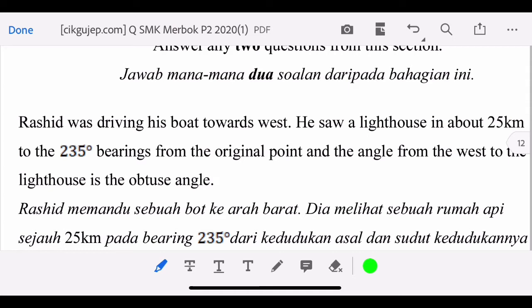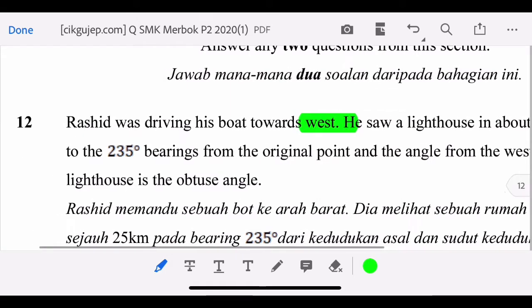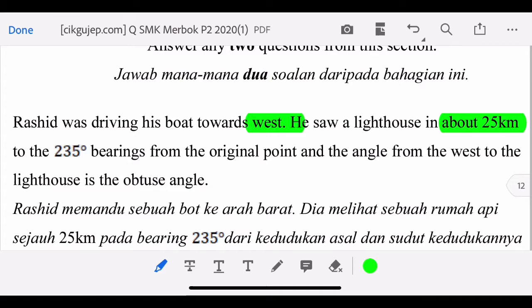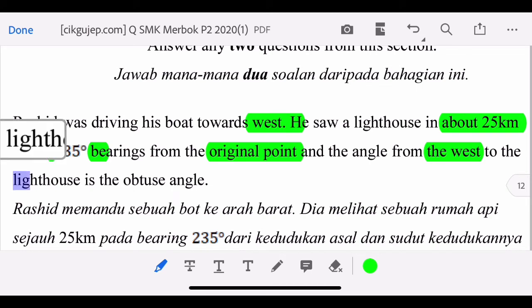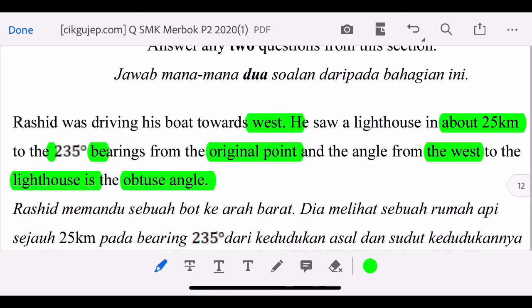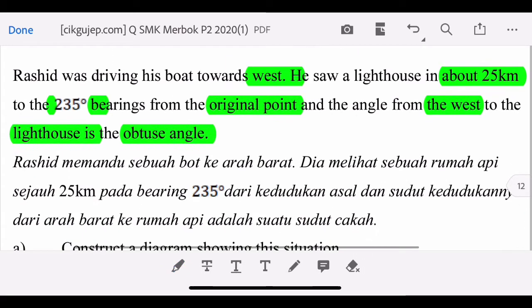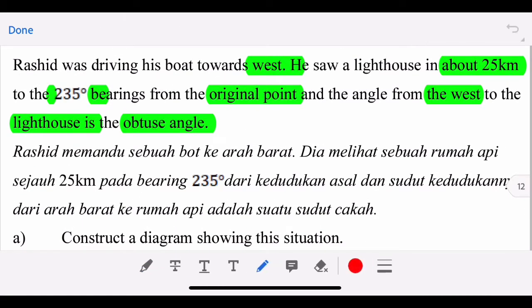So Rashid was driving his boat towards west. He saw a lighthouse about 25 kilometer to the 235 bearing from the original point, and the angle from the west to the lighthouse is an obtuse angle. Now let's sketch out the problem. Okay, with the sketching, you can have a good imagination to solve the problem.